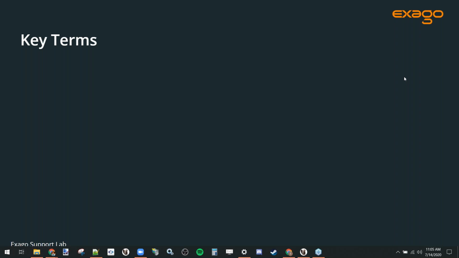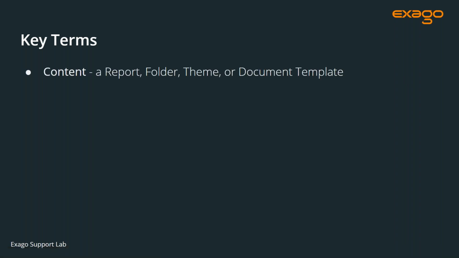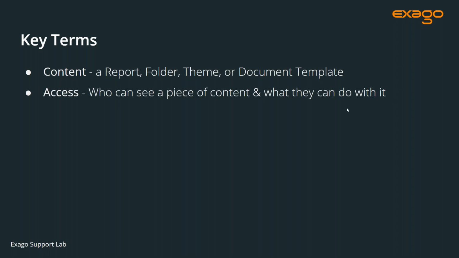So key terms. We're going to use the word content to mean report, folder, theme, or document template. Throughout this presentation, I'm likely just going to say report, but in almost every case that I do so, we're going to mean any of these four things.